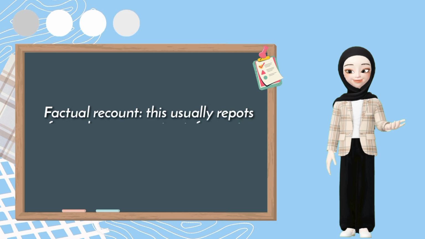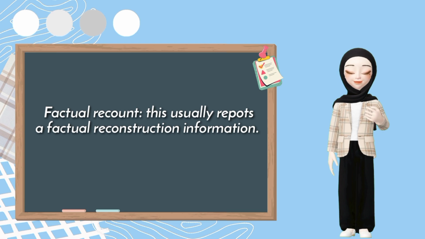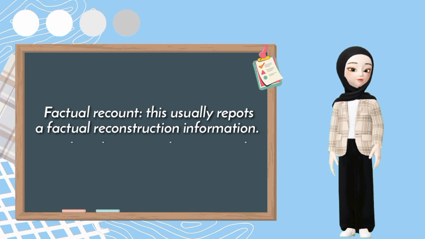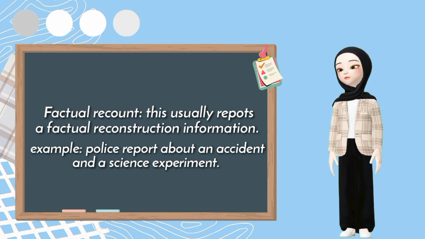And second is factual recount. This usually reports factual reconstruction information. So, a factual recount is a general activity that happened in the past. For example, a police report about an accident and a science experiment.